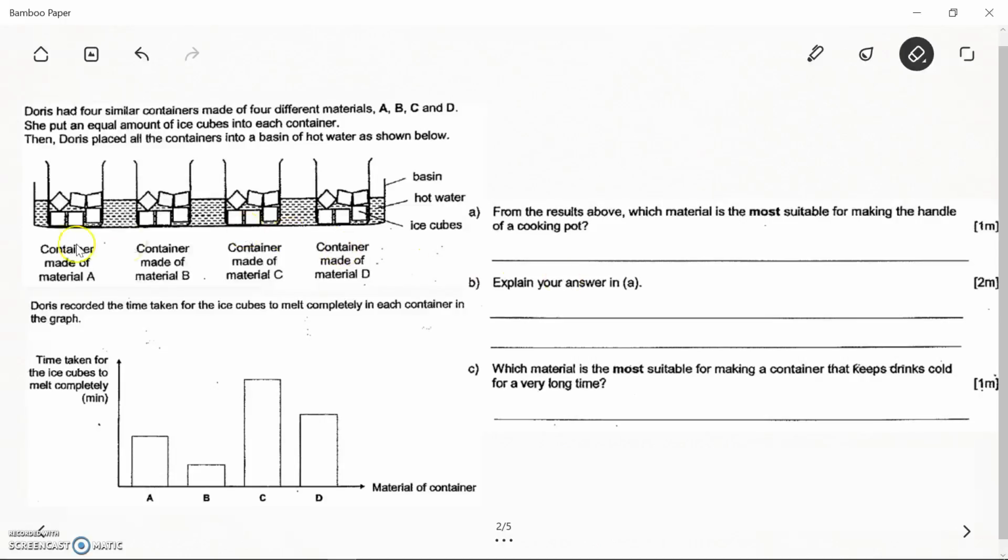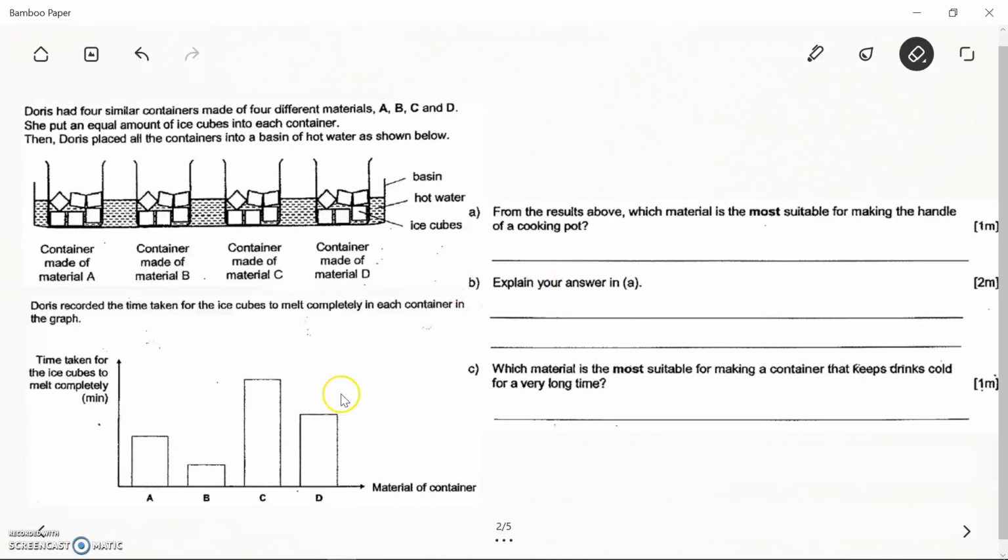We have the basin, we have the 4 containers made from material A, B, C, and D. We have the hot water and we have the ice cubes. Okay, everything is the same except for the materials. Doris recorded the time taken for the ice cubes to melt completely in each container in the graph. Okay, we have A, B, C, D.